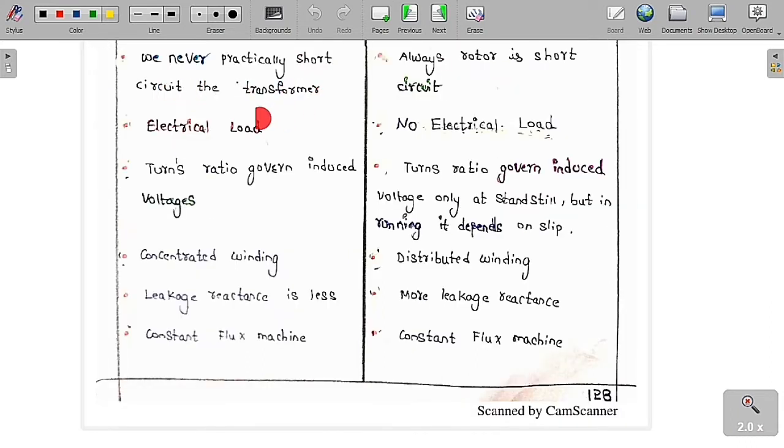We never practically short circuit the transformer.